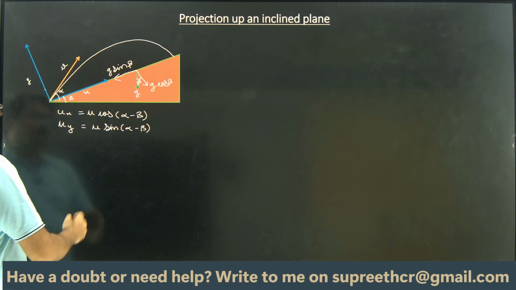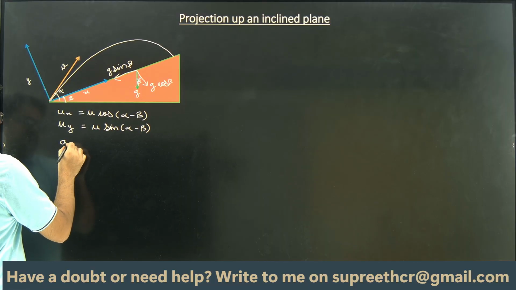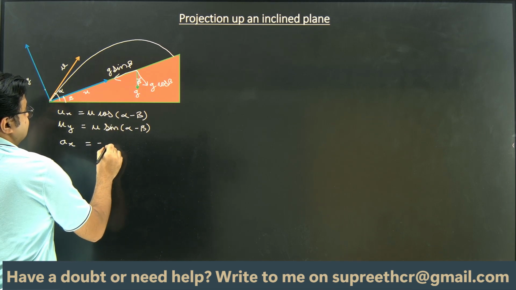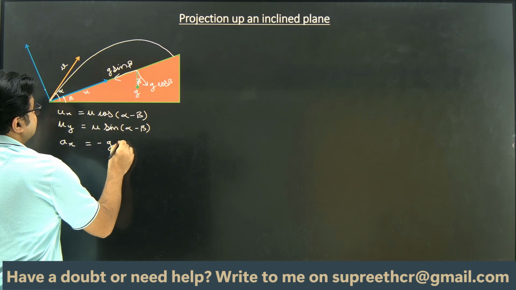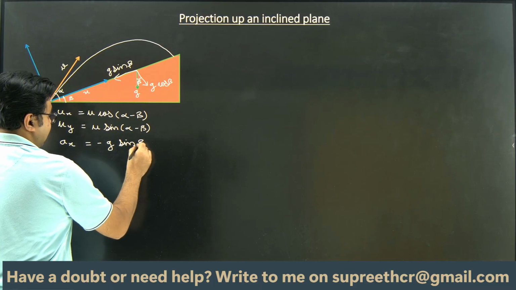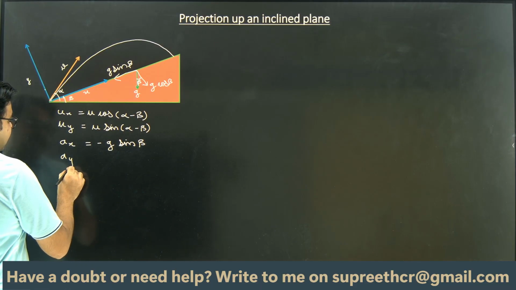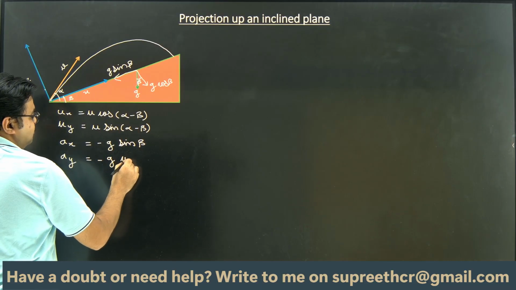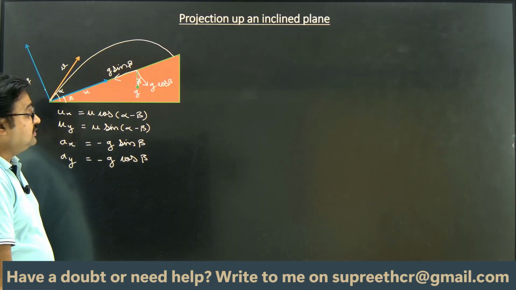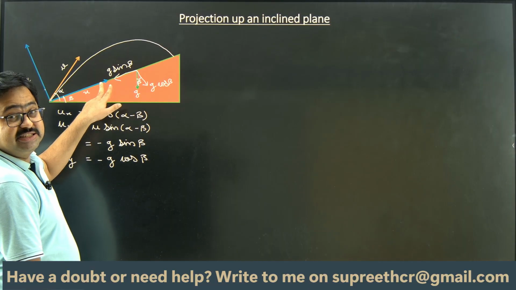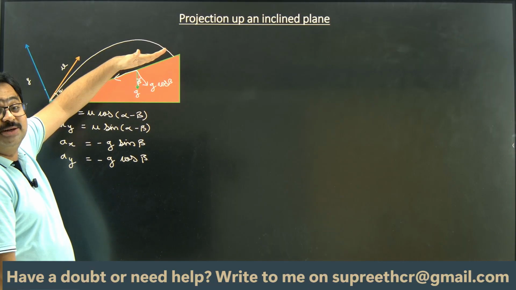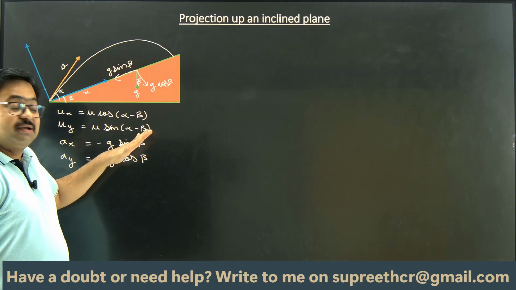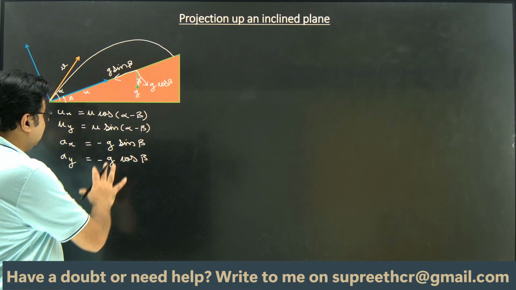Having said that, it is easier now to write down what is the acceleration along the x direction. Acceleration along the x direction is minus g sin beta, right? And what is the acceleration along the y direction? Acceleration along the y direction is minus g cos beta. The reason why I put minus signs is because this vector g sin beta is in the opposite direction to that of the positive x axis, and hence both of these get negative signs because of similar reasons.